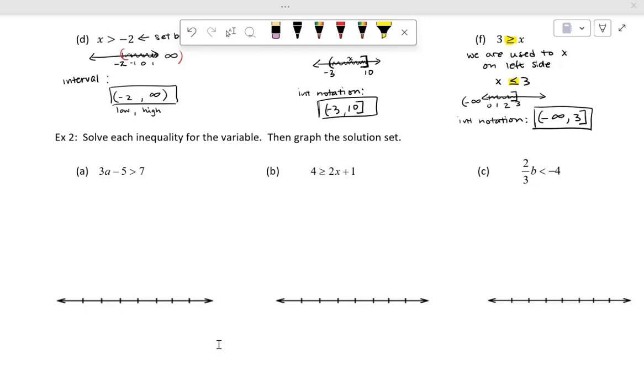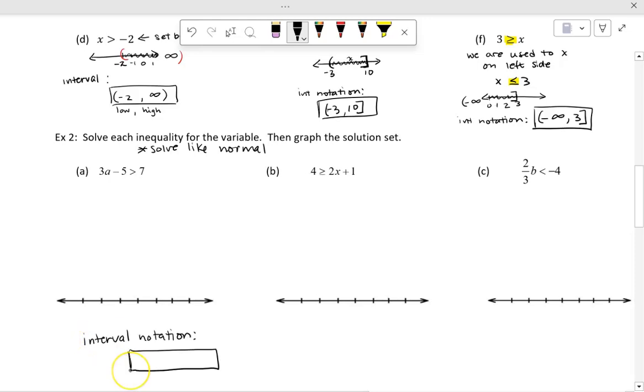In example 2, we're just going to solve inequalities like we would solve normal equations. And then we're going to end up with something that we can put on a graph and write in interval notation. So the goal is to write interval notation for each problem for our final answer. I have my final answer interval notation all set up, and the goal is to get there. And again, what we're going to do is solve this as if it's an equation. So pretend it's an equation, pretend this is an equal sign.